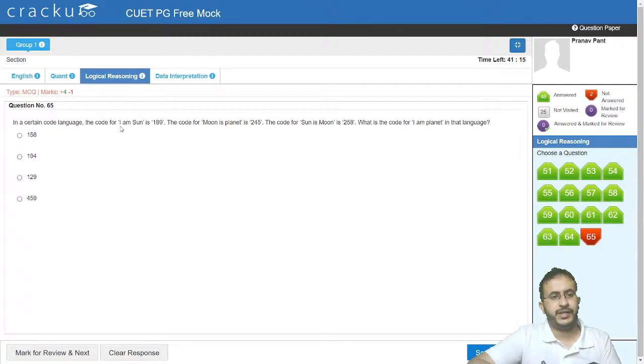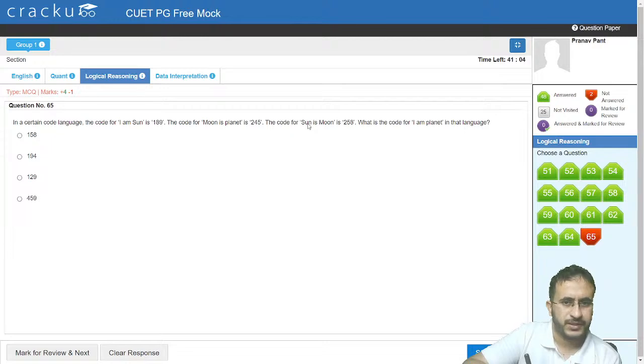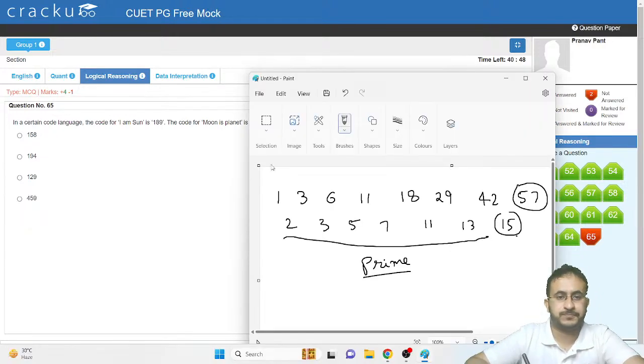In a certain code language, I am sun is 189, moon is planet is 245, sun is moon is 258. You need to find the code for I am planet. So if we compare first and third, 8 is for sun. Moon is planet, and if we see, if we compare these two.